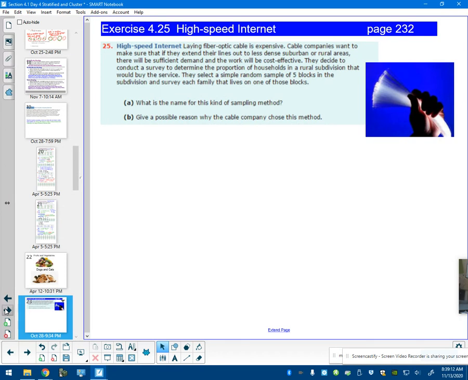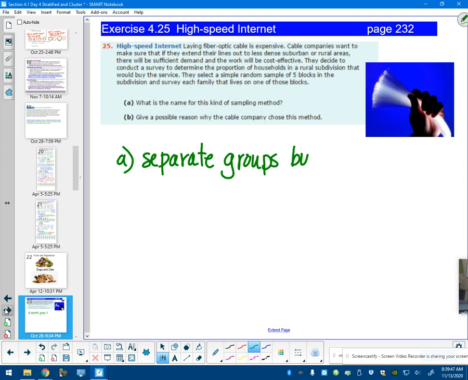Cable companies want to be sure that if they extend their lines out to less dense suburban or rural areas, there will be sufficient demand and the work will be cost effective. They decide to conduct a survey to determine the proportion of households in a rural subdivision that would buy the service. They select a simple random sample of 5 blocks in the subdivision and survey each family that lives on one of those blocks, or we'll say neighborhoods. What's the name for this kind of sampling method? They separated the groups by what? Separated groups by, beginning with an L. Location.